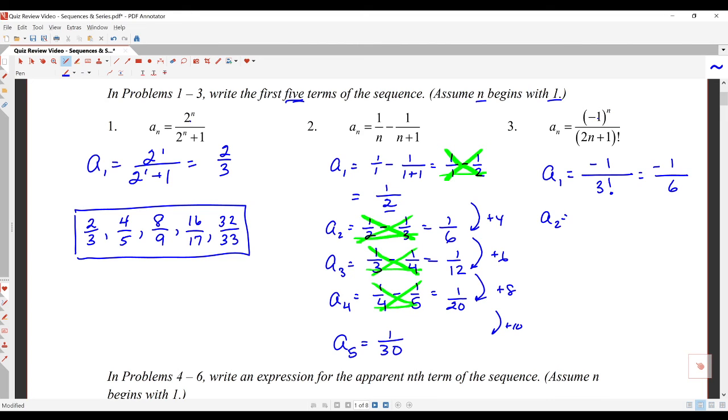A2, plug in 2, so negative 1 squared is positive 1 over 2 times 2 is 4, plus 1 is 5 factorial. We're getting to a point where this is going to be a little bit tough to do just by hand. So on a calculator, you can go 5 times 4 times 3 times 2 times 1, and you get 120. I'll let you verify on your own that when you plug in 3, we're back to negative 1 over 7 factorial, and that comes out to be 5,040.